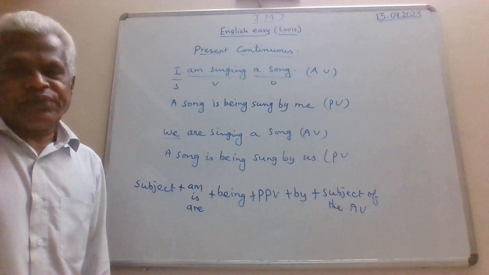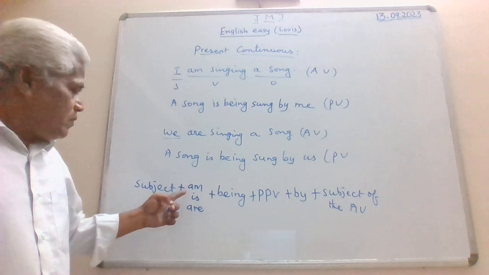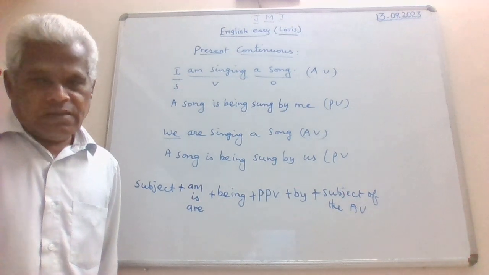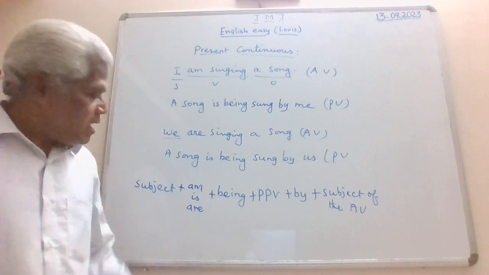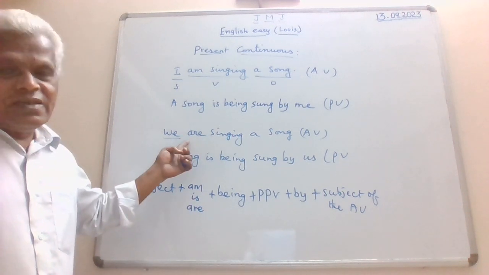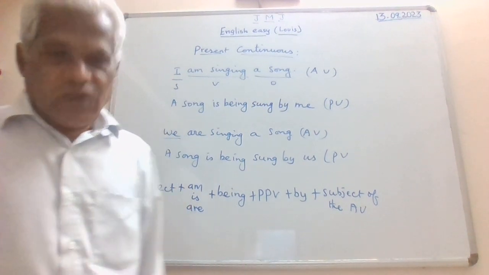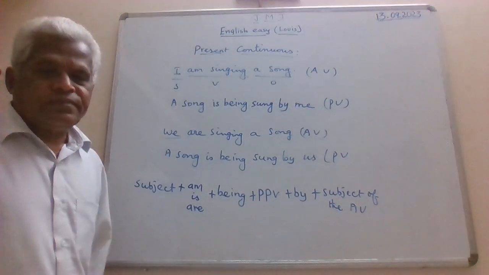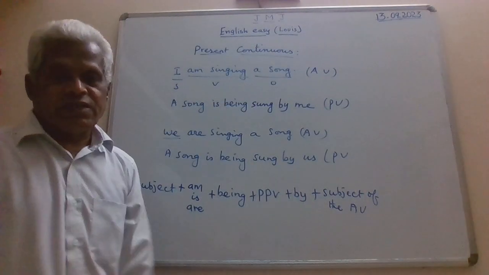This is the formula. And when do you use am here? If your subject is going to be I. Is, when your subject is going to be third person singular. Or when your subject is going to be first person plural, second person singular and plural, and third person plural. So here you use are for the present continuous tense. And this is how the sentence is written in passivation for present continuous tenses.